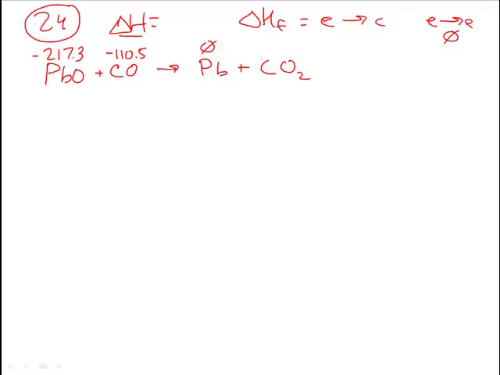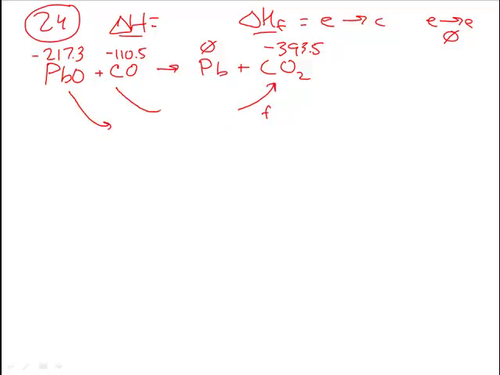The CO2 is negative 393.5, and again, there's 1 mole of it. So these are the values you have for this equation. These are all for heat of formation. So CO2 is the one that's getting formed.